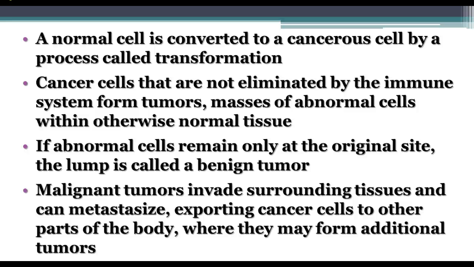Your immune system oftentimes takes care of killing cells like this before they get a foothold, but sometimes they get missed along the way, and so they'll start to form a tumor. When the abnormal cells remain only at that original place, that's called a benign tumor. But when it invades into surrounding tissues, that's when it becomes malignant. And if it invades into the circulatory system or lymphatic system, that's when it can become metastatic.